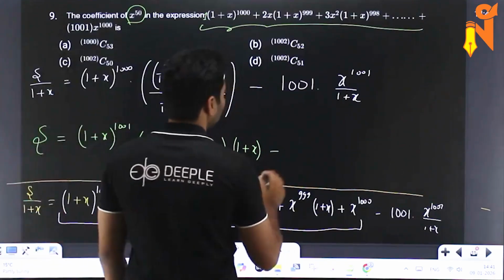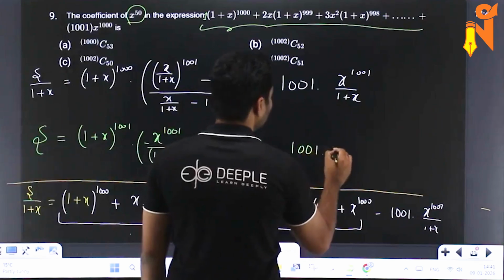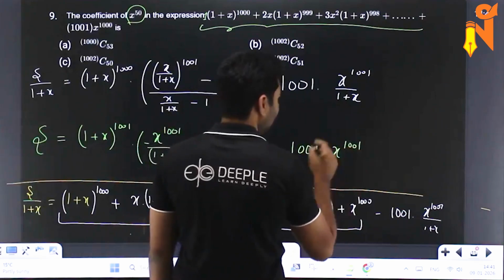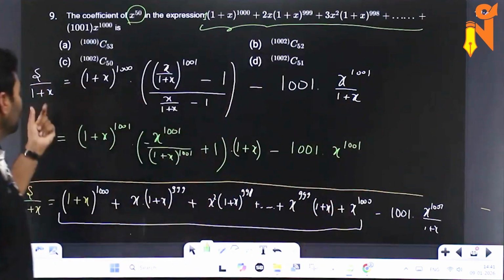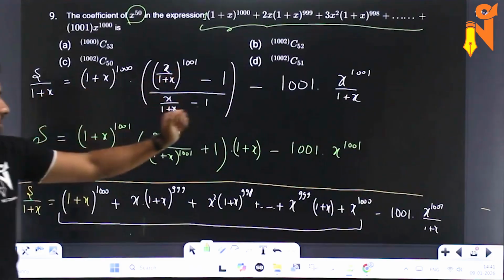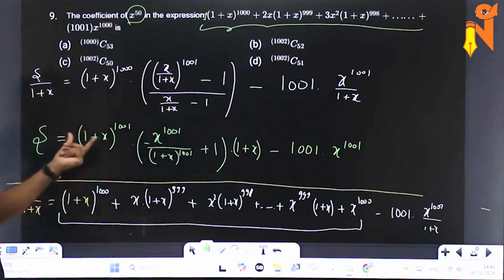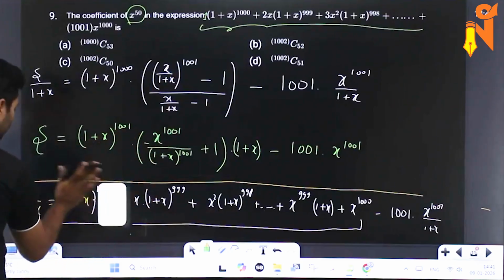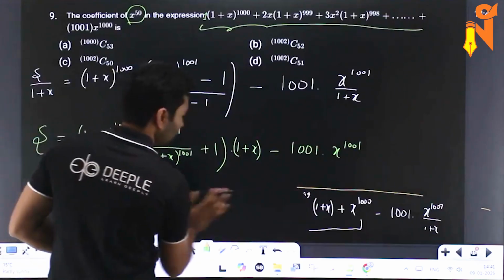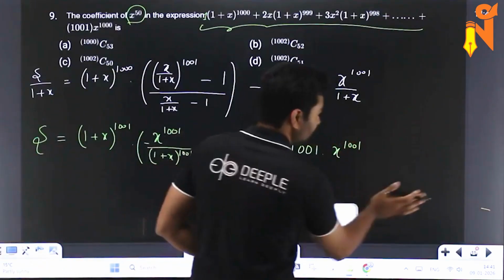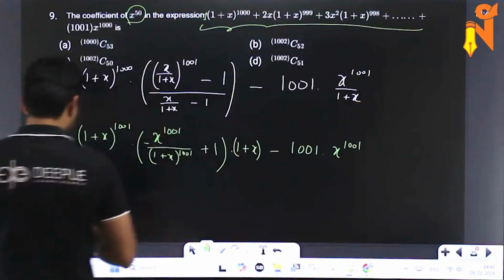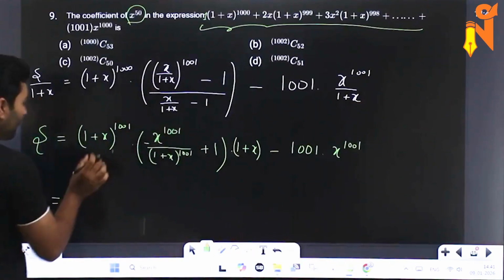Then minus 1001 into x^1001. This will get cancelled with this. This will multiply here, so this will get cancelled. Now, what is remaining here? Obviously you will multiply this expression inside. So what you will get? You will get S is equal to, yes, this is actually a lengthy question. We can't do anything, but it is very simple. S is equal to, multiply here.